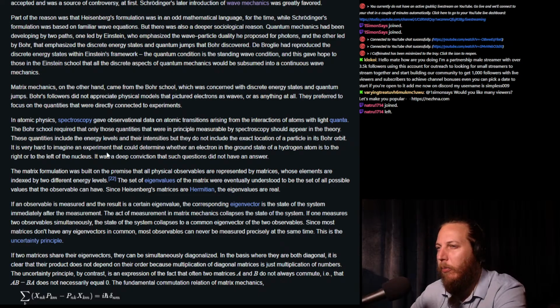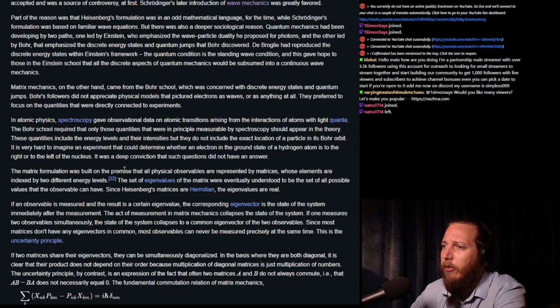These quantities include the energy levels and their intensities, but they do not include the exact location of a particle in its Bohr orbit. It is very hard to imagine an experiment that could determine whether an electron in the ground state of a hydrogen atom is to the right or left of the nucleus. There was a deep conviction that such questions did not have an answer. Well, it's got to be somewhere, right?